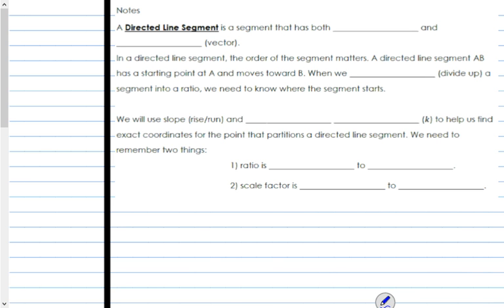A directed line segment is a segment that has both direction and length. It's going a specific way, and it's a specific distance. It has length. It's a vector. In a directed line segment, the order of the segment matters. A directed line segment AB has a starting point at A and moves toward B.